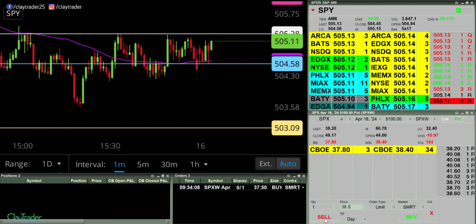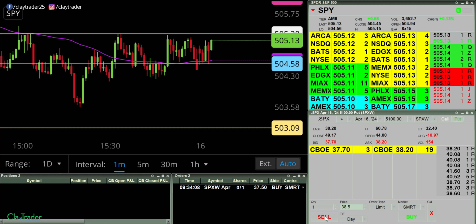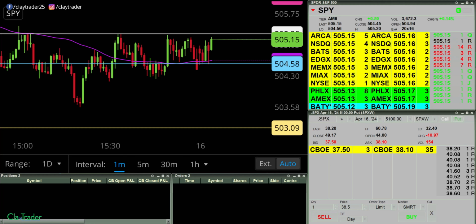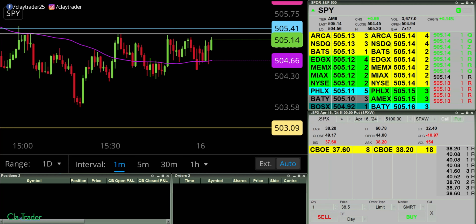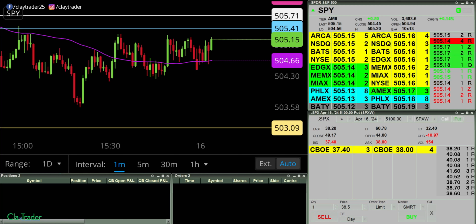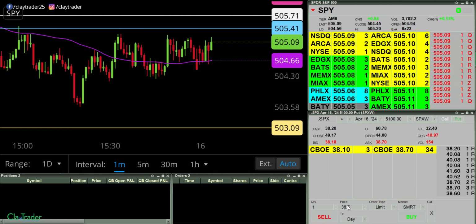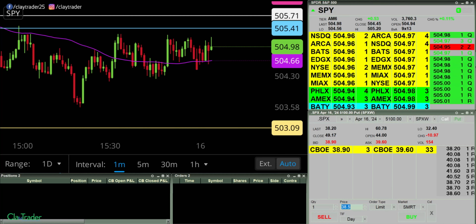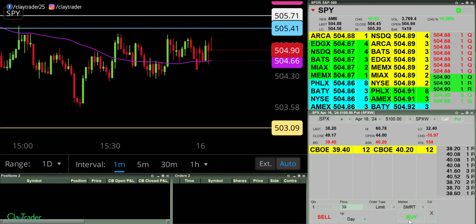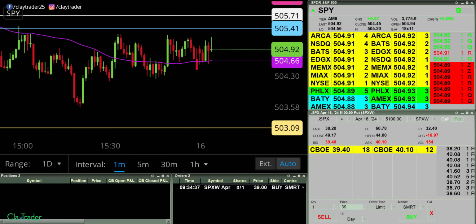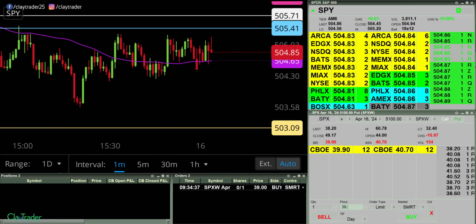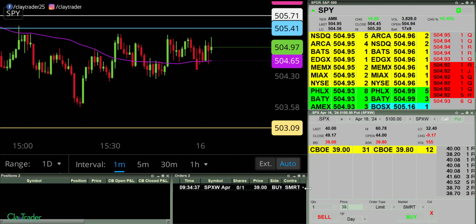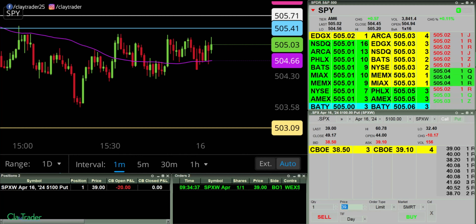Have an order at 37.50 here. Actually, I'm going to cancel that out and come up to that blue line right there. There we go. I'm going to try 39 here. Okay, got those at 39.